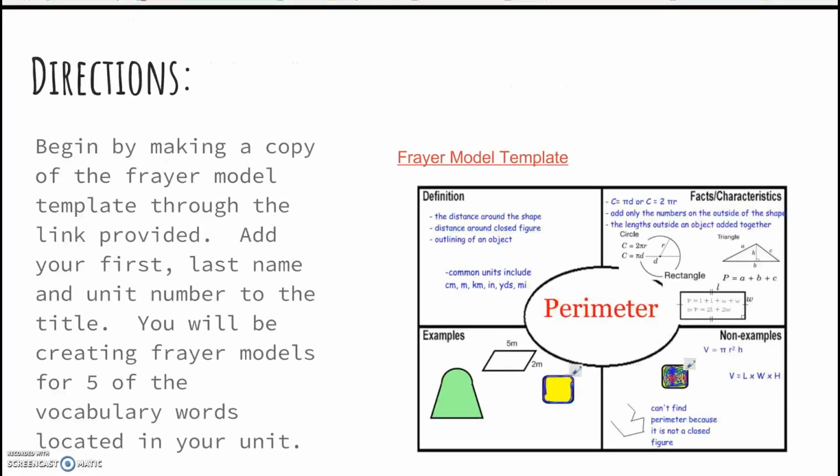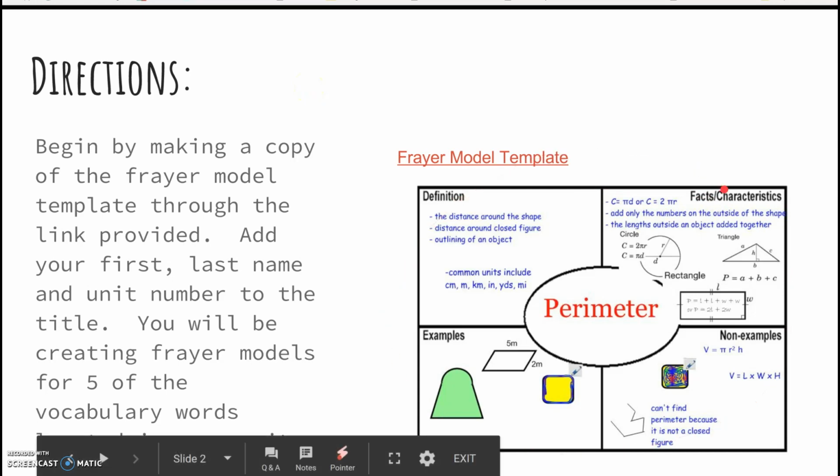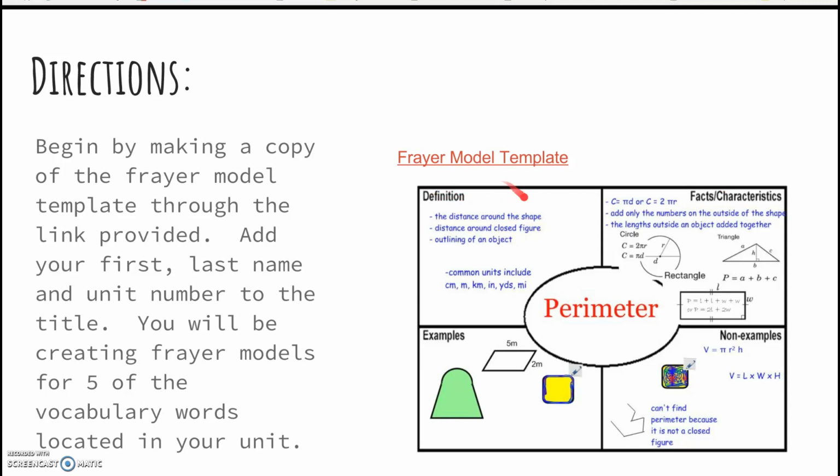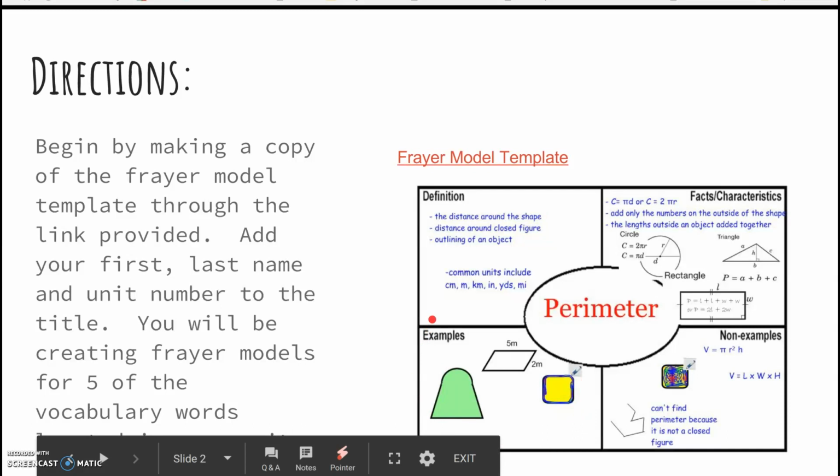I've included some examples, one example being perimeter, in the PowerPoint or in the Google slide. So you can see this person gave a general definition, and then the facts and characteristics that they used, they gave formulas of different types of shapes to find the perimeter. And then their examples were images as well as the non-examples. But if you notice with the non-example, they also gave a written explanation as to why this open-ended figure is not a good example of finding perimeter.